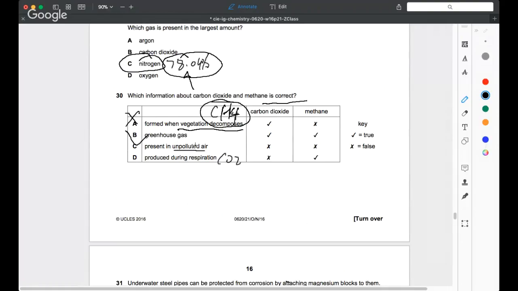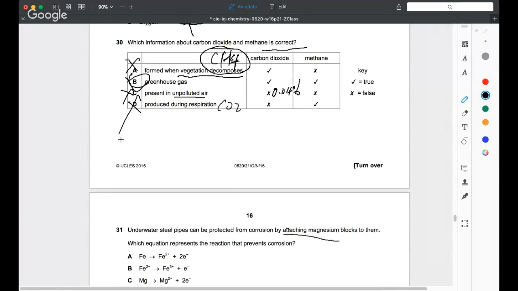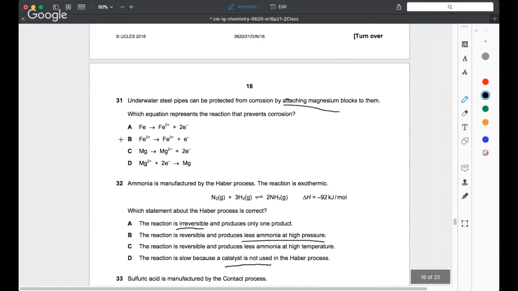Present in unpolluted air. Yes, carbon dioxide is present, which takes about 0.04% of the atmosphere. So C is wrong. Produced during respiration. Carbon dioxide is produced during respiration, but methane is not. So the correct answer for that is B. Okay, number 31.